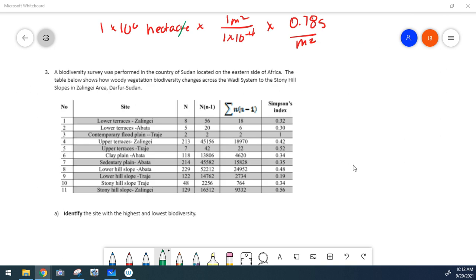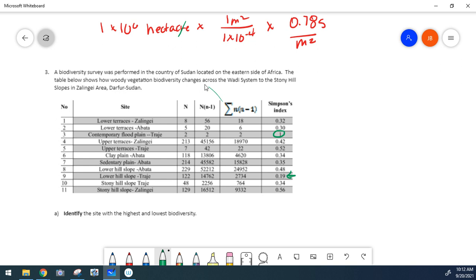Okay, so for this one, we want to talk about which one has the highest biodiversity and which one has the lowest biodiversity. So the indexes are already done for us here. Obviously, highest biodiversity is going to be here, and lowest looks like it's going to be right here. Okay, so we've got that.